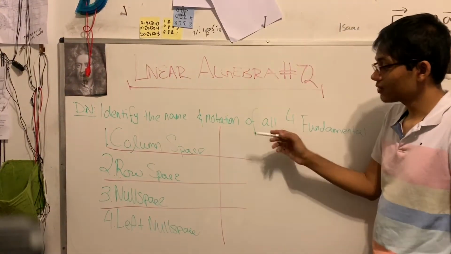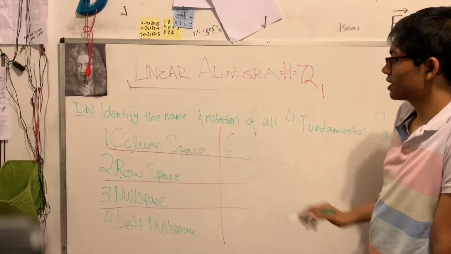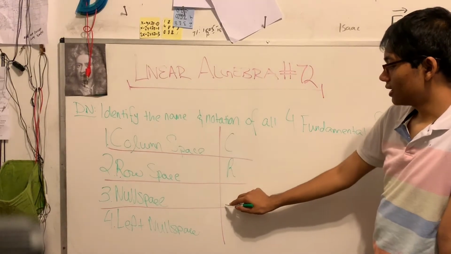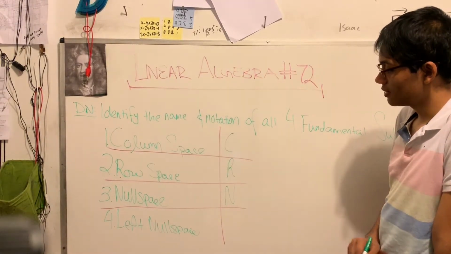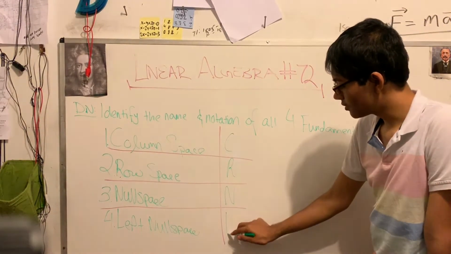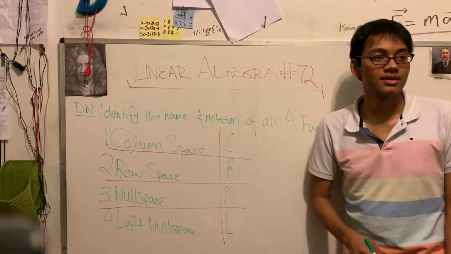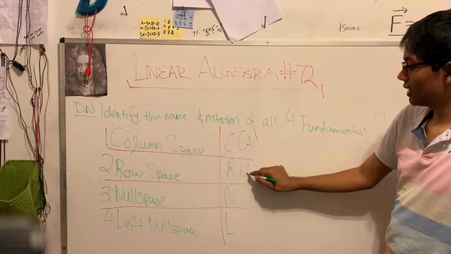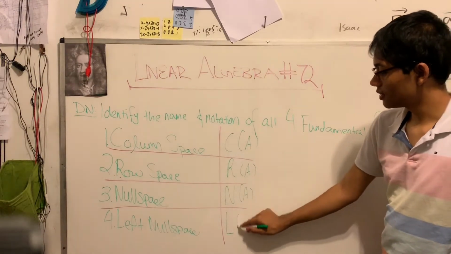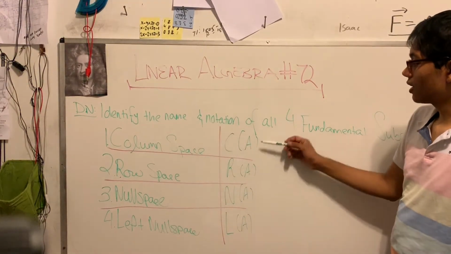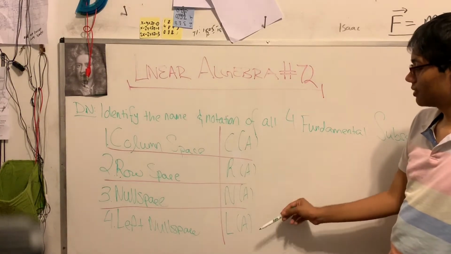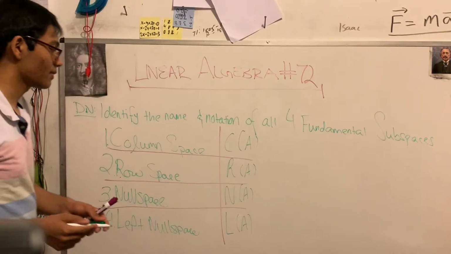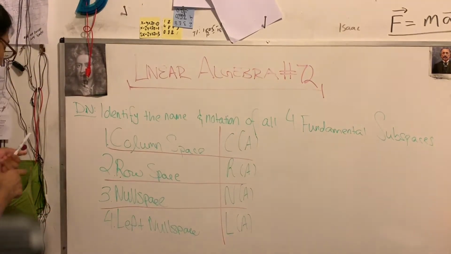Well, column space starts with a C, so we're just gonna put C. Row starts with R, so we'll put R. Null space starts with N, we'll put N. Left null space starts with L, we'll put L. And it acts like a function, so you just put of A. So column space of A, row space of A, null space of A, left null space of A. Okay, so hopefully that makes sense.